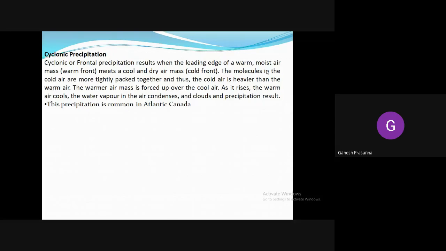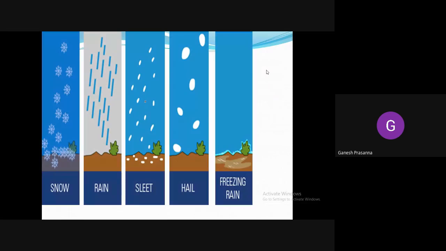Both of them, that is warm moist air and cool dry air, meet together. The molecules of the cold air are tightly packed together, and the cold air becomes heavier and moves under the warm air, and the warm air is forced to go up over the cool air. In that process the air condenses, and clouds and precipitation form. So these are the different forms of precipitation.